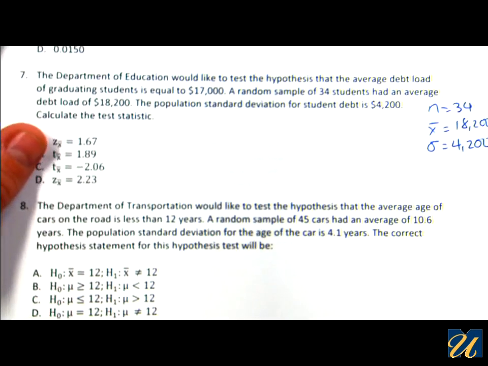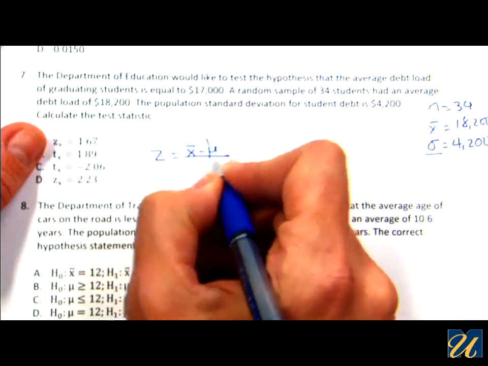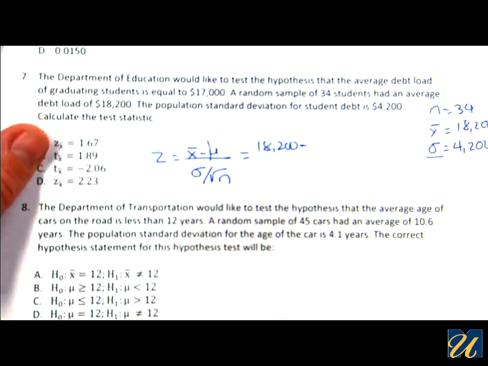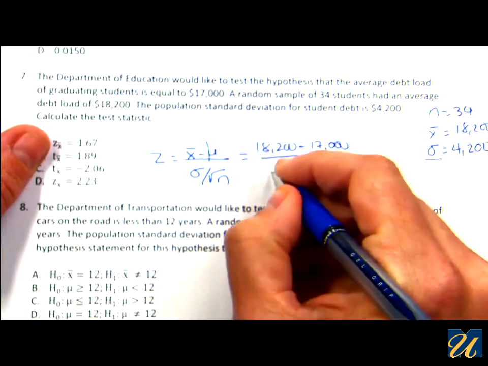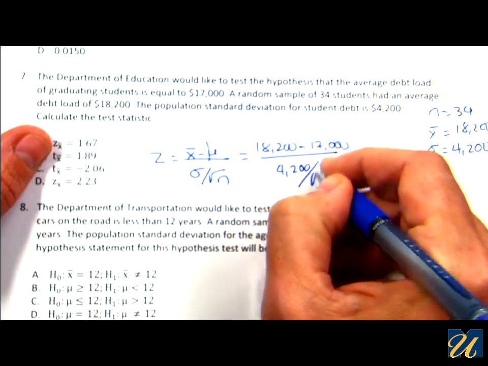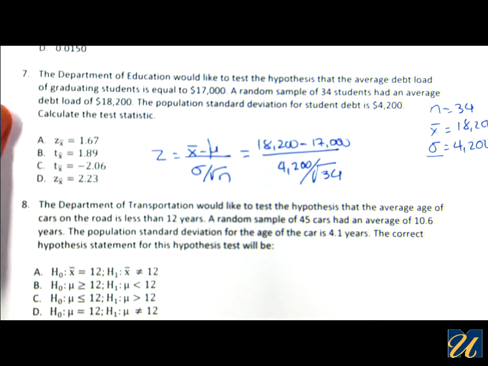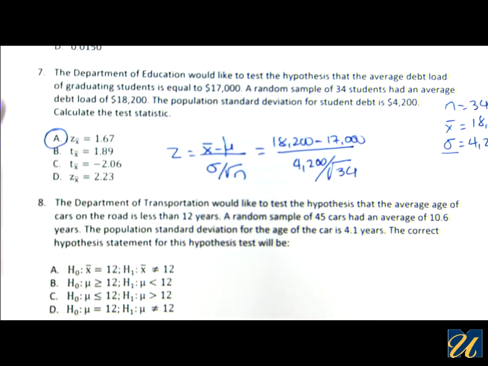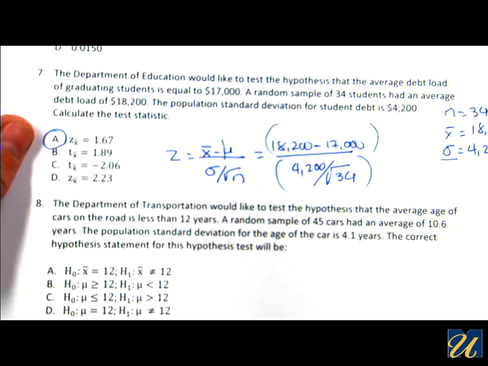We want to calculate the test statistic. Once again, we have a Z test statistic, x bar minus mu over sigma divided by square root of n: 18,200 minus the mu, which is 17,000, over 4,200 divided by square root of 34. If you do the calculations, you will have 1.6666, which rounded to the second decimal is 1.67. Again, make sure you use your parentheses when you do the calculations.